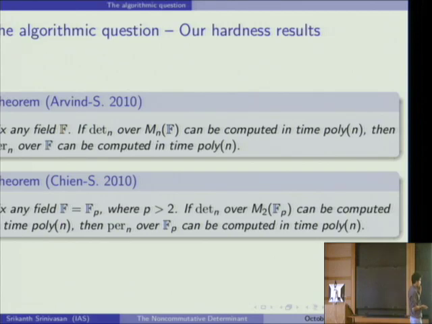So let's say we had a finite field. For simplicity, let's work over prime fields. If the determinant over even 2 by 2 matrices over that prime field can be computed in polynomial time, then the permanent over that prime field can be computed in polynomial time. Okay. And it's suspected that this is hard for any prime not equal to 2.